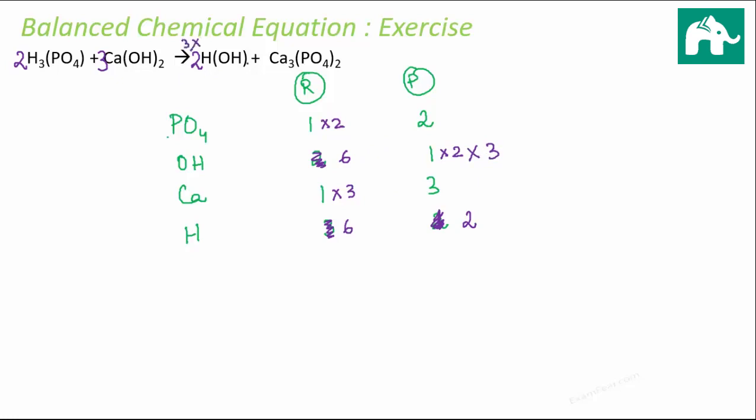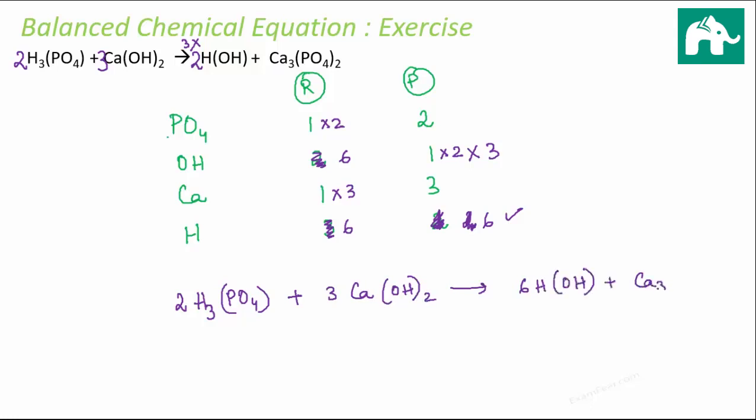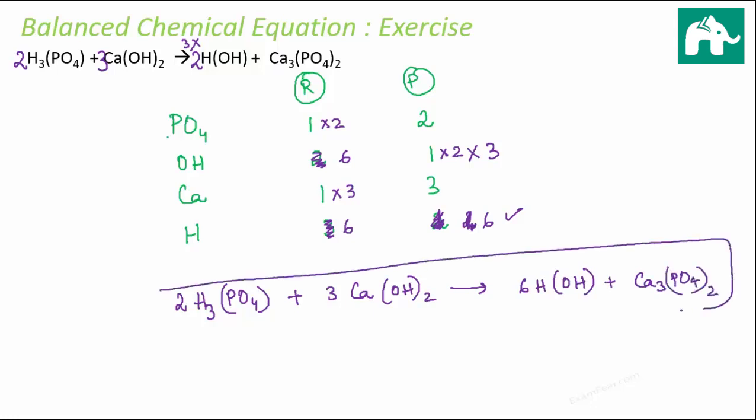Now when we further multiply it by 3, what happens to the number of hydrogen atoms? That also gets multiplied by 3. So the total number of hydrogen atoms on the product side becomes 6. Right? As a result, the hydrogen atom gets balanced. So this is a balanced equation. If you write the balanced equation, it will be somewhat like this: 2H3PO4 plus 3Ca(OH)2 gives 6H2O plus Ca3(PO4)2. So this one is a balanced chemical equation.